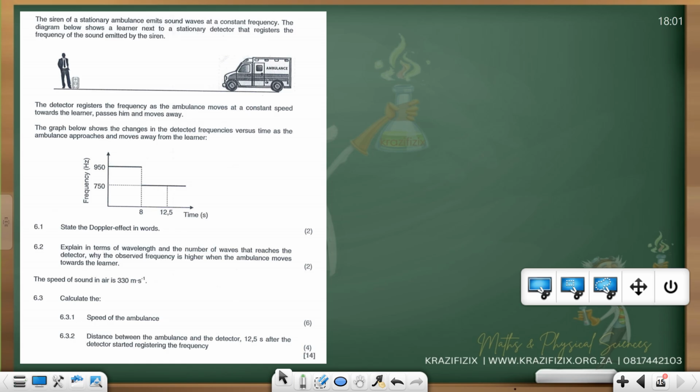6.2. Explain in terms of wavelength and the number of waves that reach the detector why the observed frequency is higher when the ambulance moves. Guys, I answered this. This was where I spoke about the number of wavefronts. They said explain in terms of wavelength and the number of waves that reach the detector why the observed frequency is higher. Why is it higher?